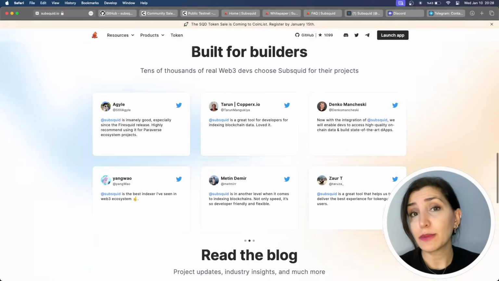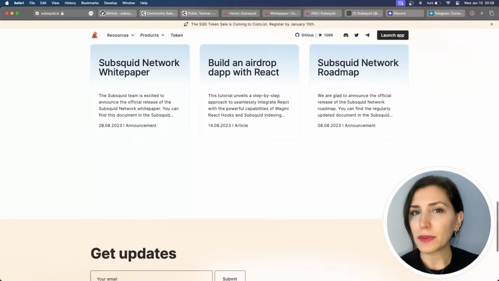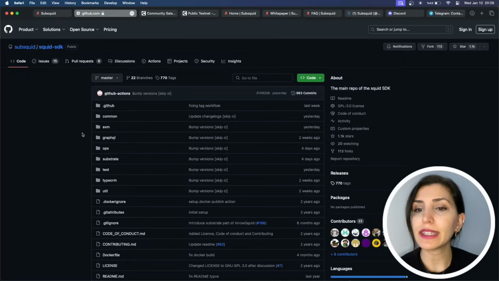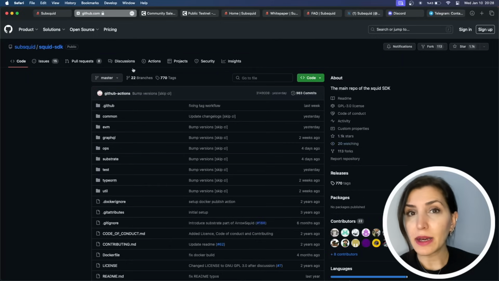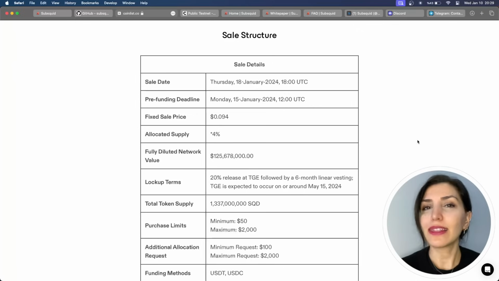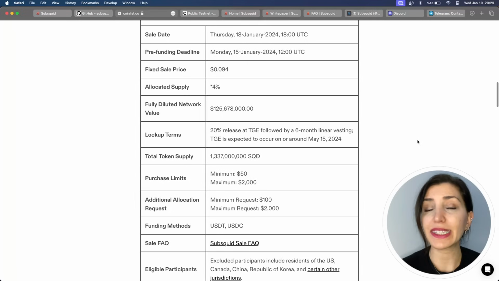So why is it beneficial for investors? SUBSQUID offers investors a distinctive opportunity within the Web3 data ecosystem. In the CoinList community sale, tokens are priced at a fixed rate of $0.094 with an allocated supply of 4% of the fully diluted network value of $125,678,000,000. Lockup terms involve a 6% release at token generation event followed by a 6-month linear vesting period.